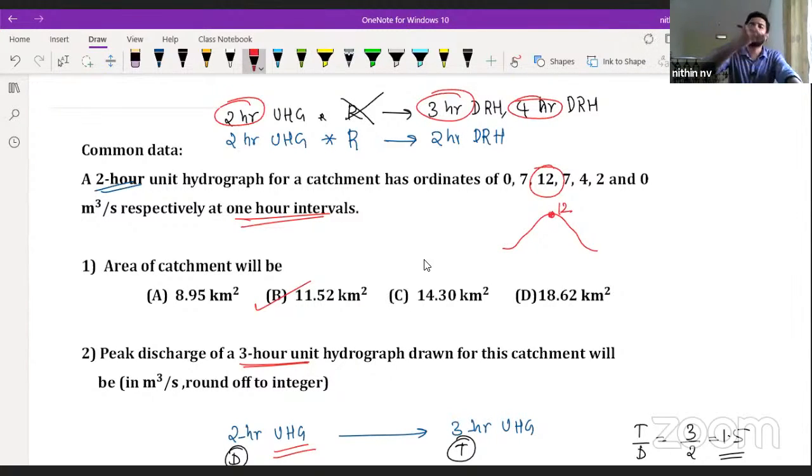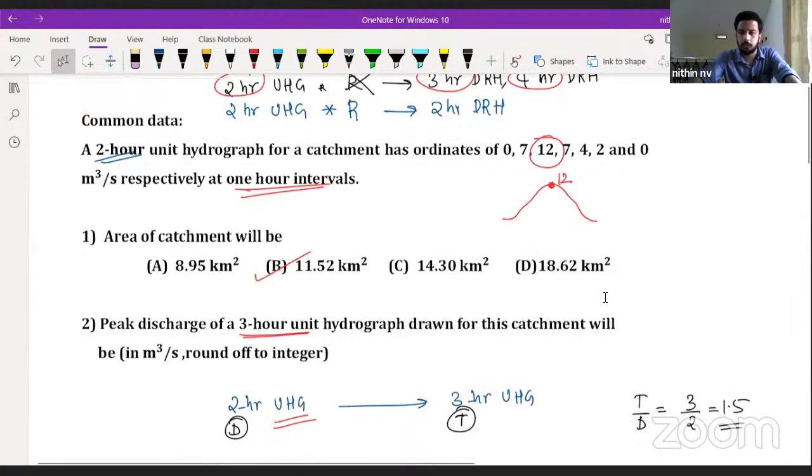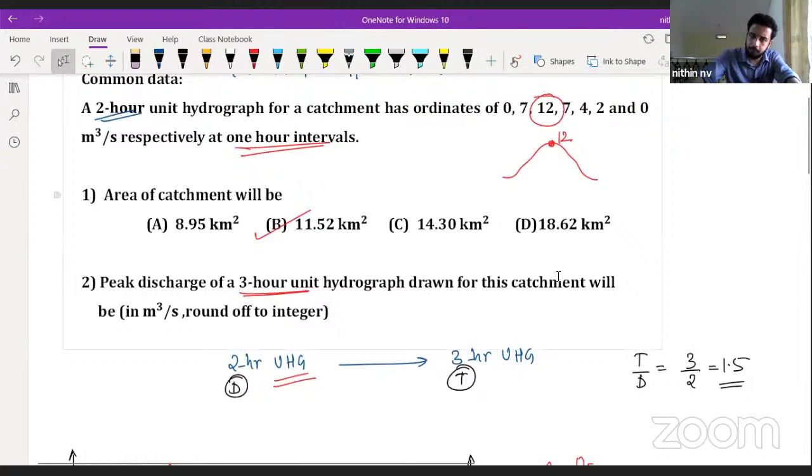Sometimes it may keep on increasing, then constant, then decrease, or it may come down and again go up. It depends on the catchment and intensity of rainfall and all. Now here we are getting 12, the peak of a 2 hour unit hydrograph. Now they are asking what is the peak of a 3 hour unit hydrograph.